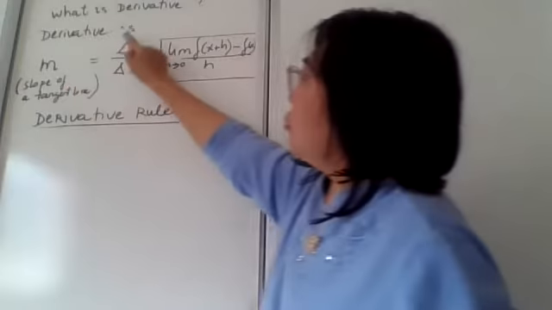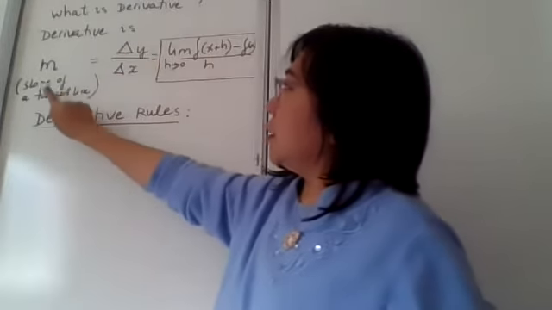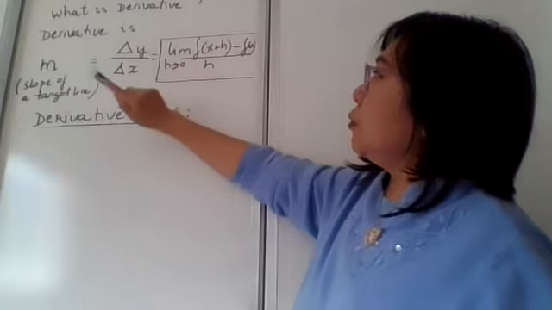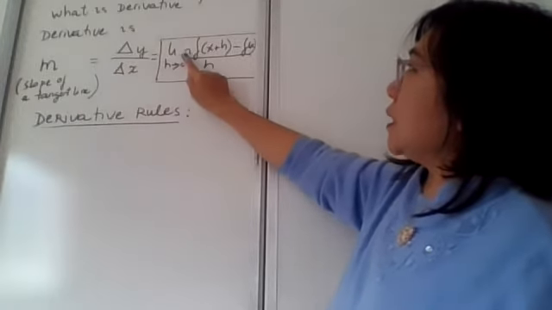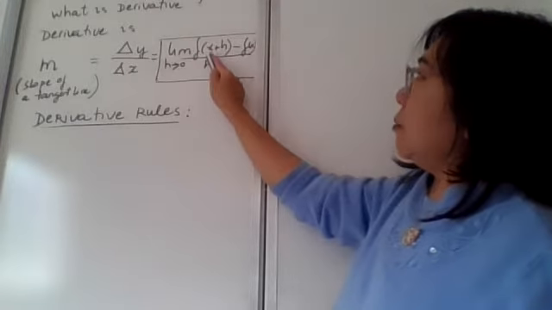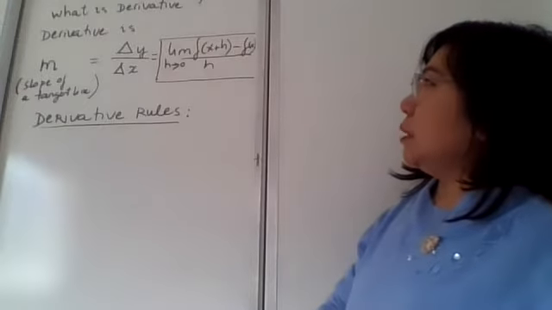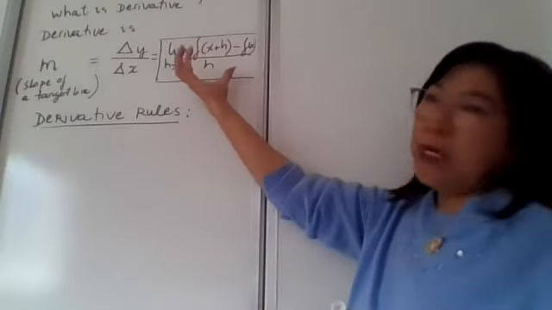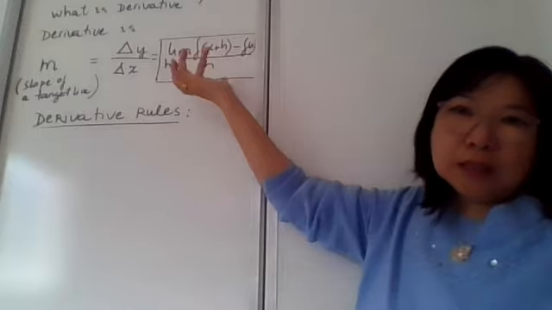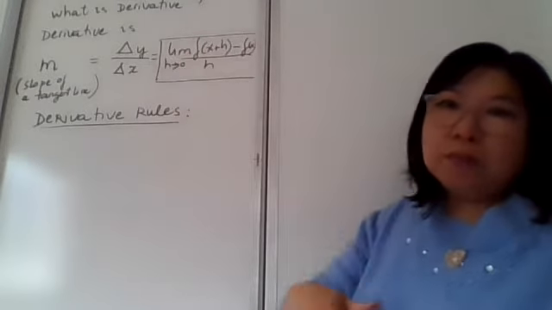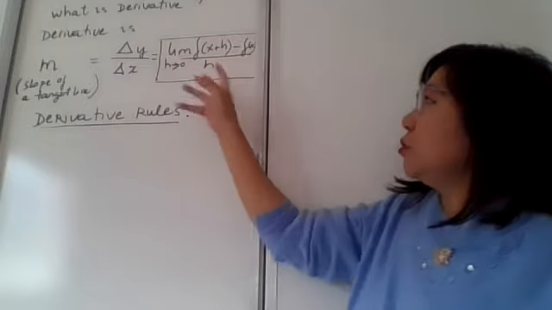So we say the derivative is the slope of a tangent line at a particular point, equal to delta y divided by delta x, and it equals the limit of f of x plus h minus f of x, divided by h. Now, I already explained this abstract formula, so I won't go through it again. I just recall it for you.